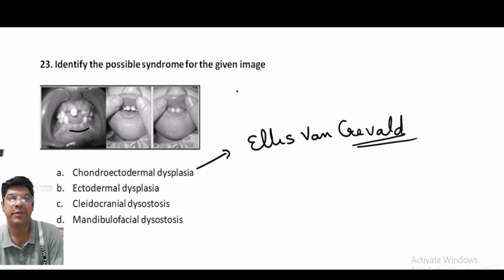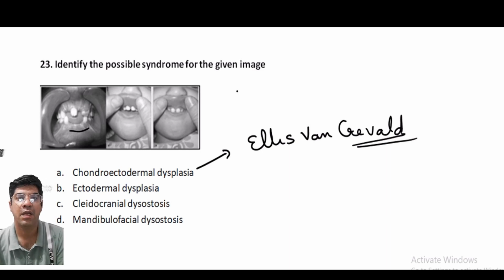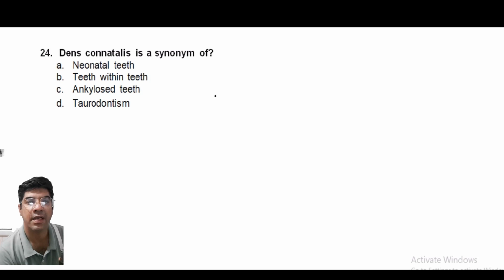The key difference between chondroectodermal dysplasia and ectodermal dysplasia is that chondroectodermal dysplasia primarily affects the skeleton and ectodermal structures, and it is inherited in an autosomal recessive manner, whereas ectodermal dysplasia affects the ectodermal component.